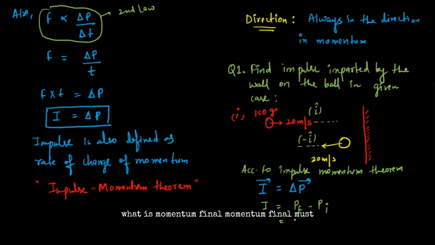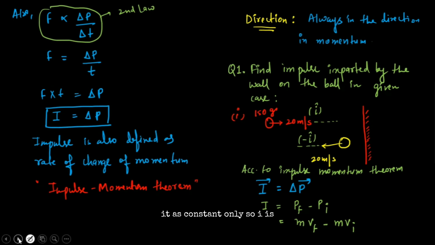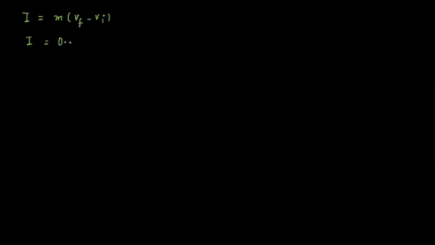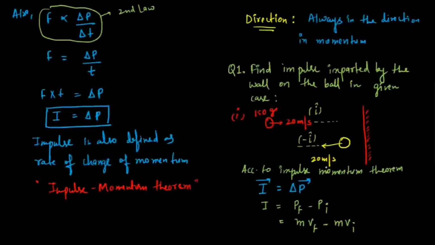So what is the final momentum? Momentum final must be m v final minus m v initial. Mass remains constant because we are not observing any change in mass here. So I is m times (v final minus v initial). Again, a very simple thing. Mass is 150 grams. Always remember, whenever you are solving any physics problem, every quantity we use is supposed to be in SI units. So m is going to be 0.15 kg. V final is 20 negative I cap.